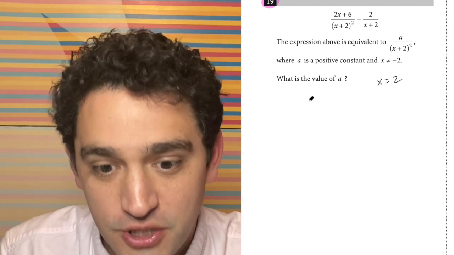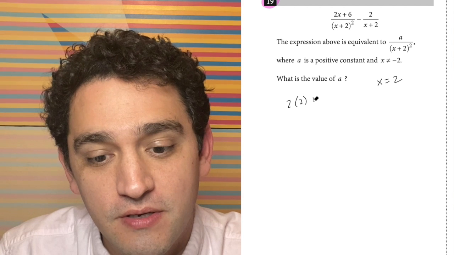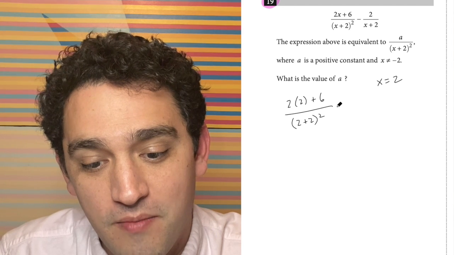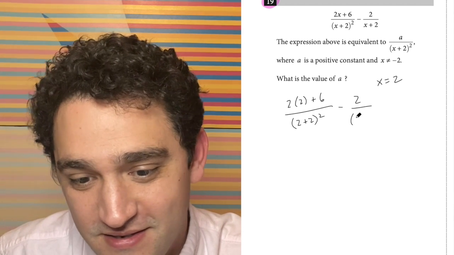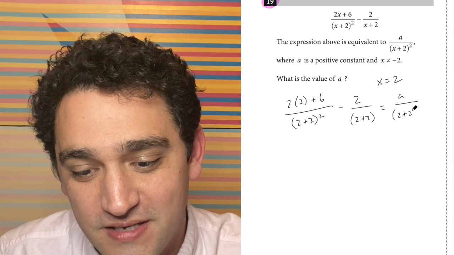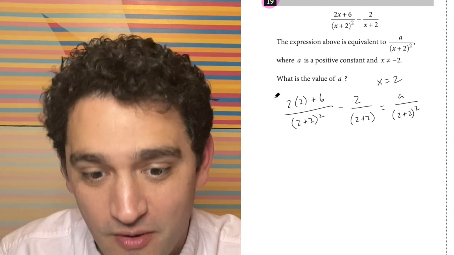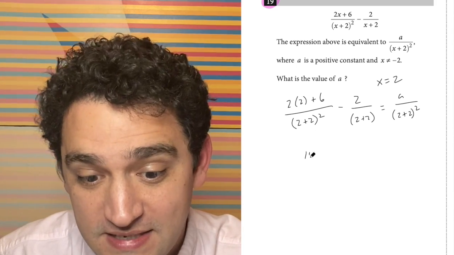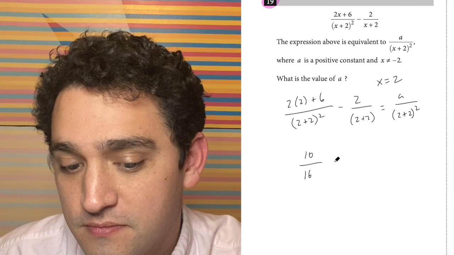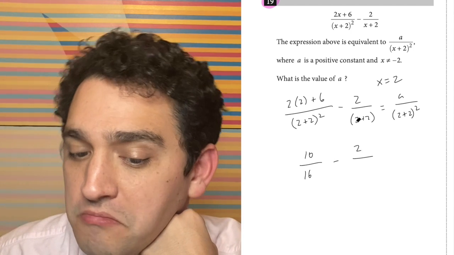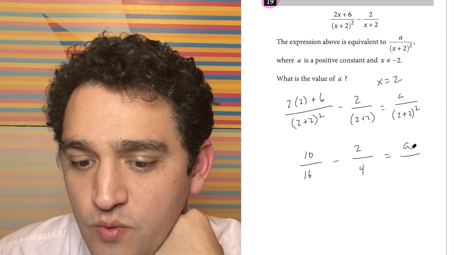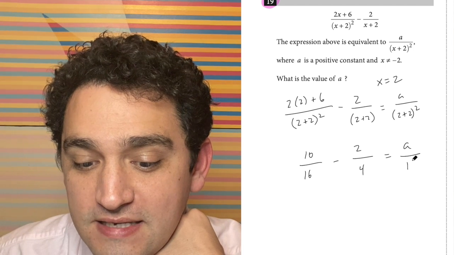Well, let's do it. 2 times 2 plus 6 over 2 plus 2 squared minus 2 over 2 plus 2 equals a over 2 plus 2 squared. Let's figure this out. 2 times 2 is 4, plus 6 is 10. 2 plus 2 is 4, squared is 16. Minus 2 over 2 plus 2 is 4. And here we have a over 2 plus 2 squared. That's 4 squared. That's 16.